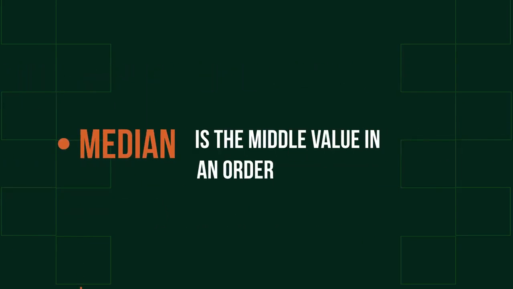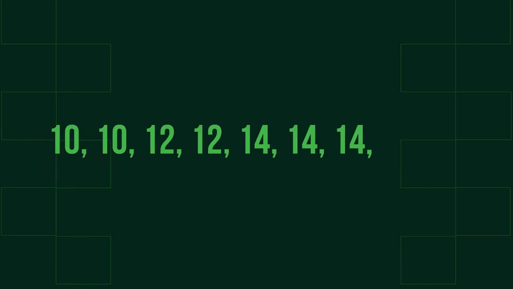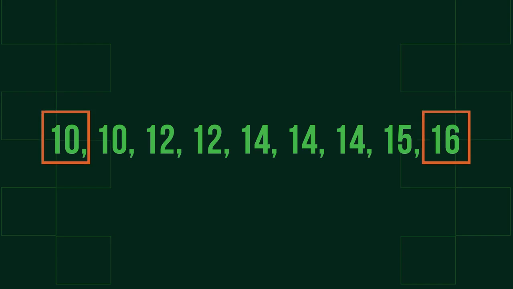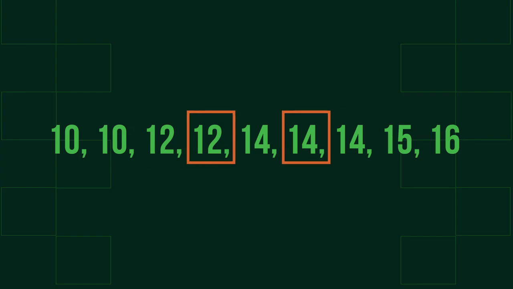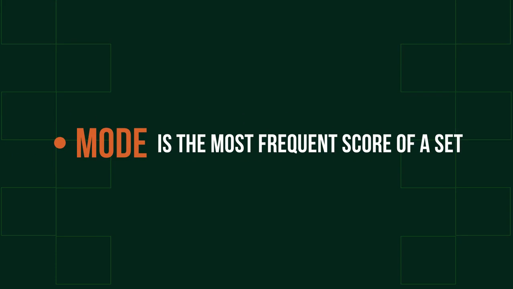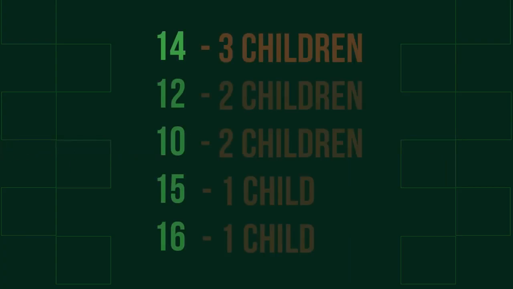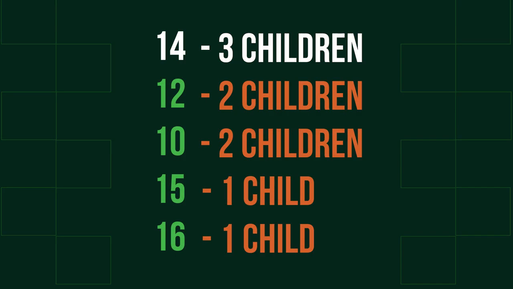Median is the middle value in an ordered data set. Let's try to find the median age of children from our maths competition. Here we can see that 14 is the median value of the set. Mode is the most frequent score of a set. In the case of our children, the mode is also 14.